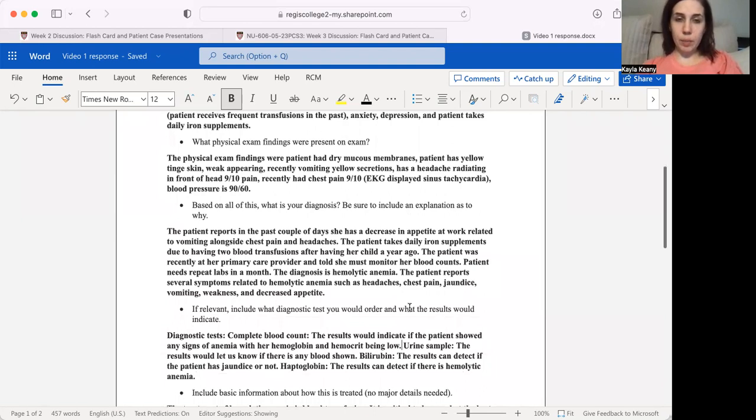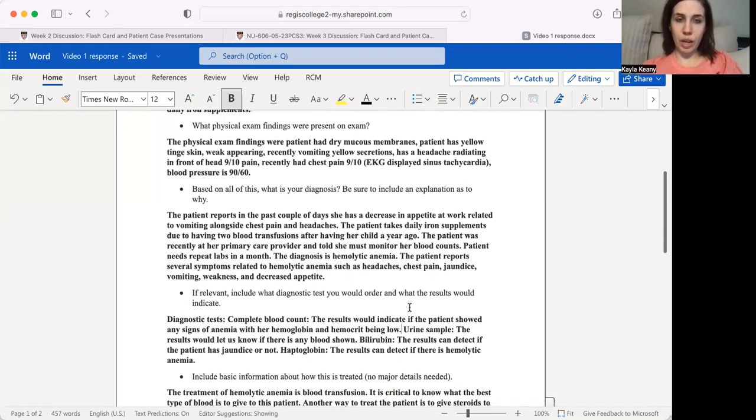The patient reports the past couple days she has had a decreased appetite at work related to vomiting alongside chest pain and headaches. The patient takes daily iron supplements due to having 2 blood transfusions after having her child a year ago. The patient was recently at her primary care provider and was told to monitor her blood counts. Patient needs repeat labs in a month. The diagnosis is hemolytic anemia.